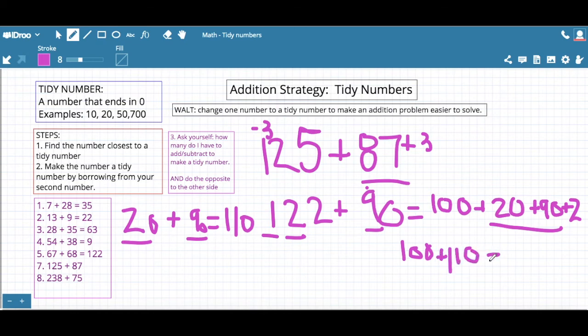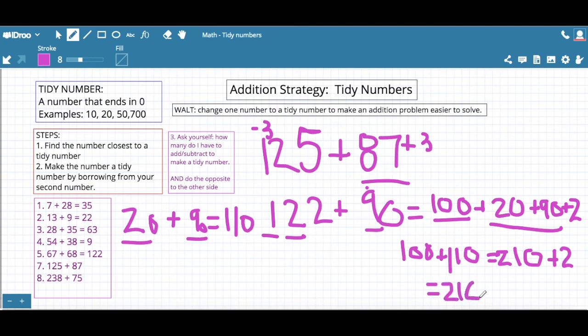Now, 100 plus 100 would give us 200, and then 200 plus 10 would give us 210. Okay, so now we've added our 100, our 20, and our 90. Now we need to add our 2. So that gives us a total of 210.